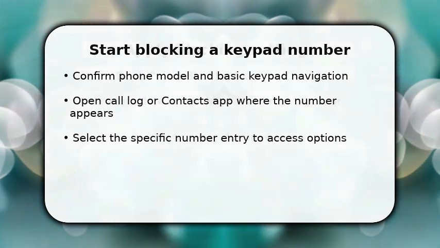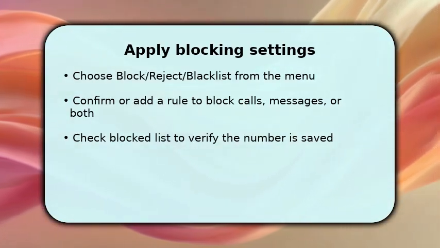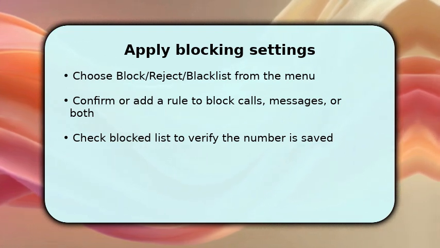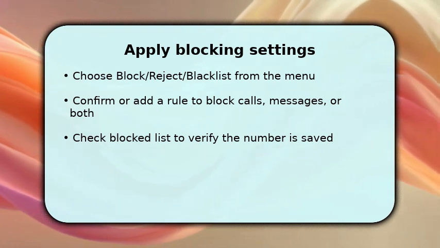Once you tap Block or Reject, the phone will often ask whether to block calls, messages, or both. Pick both if you want complete silence. You might also be offered to add the number to a specific block list. Choose the primary list so system filters apply.